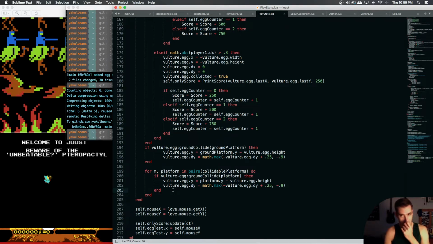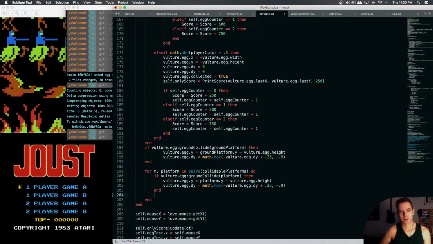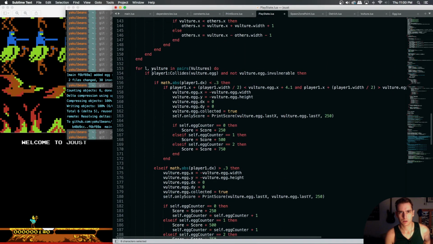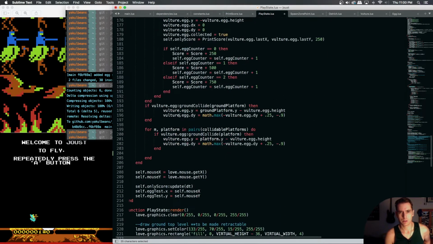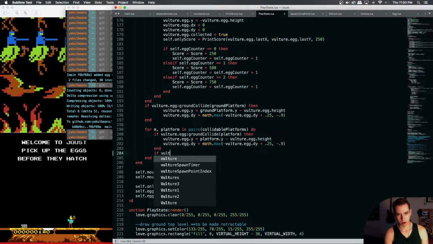So we'll say if it's ground platform, if it's, so this is kind of interesting because we're cycling through all the platforms in the collidable platforms, but we're also cycling through every vulture, because if you look up here, going through every vulture. So for every single vulture, we're checking its egg. If its vulture's egg collides with any of the platforms, reset its Y, give it a bounce.